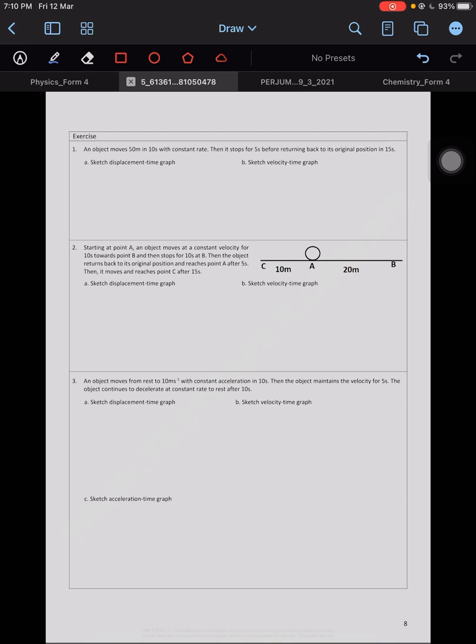Okay, good evening all. As I promised, I'm giving you the discussion of questions 1, 2, 3 and also your formative practice 2.2.